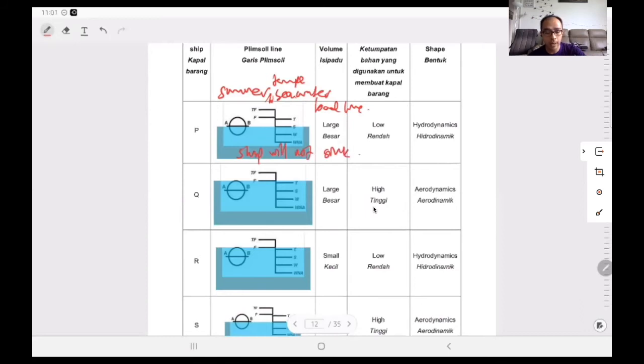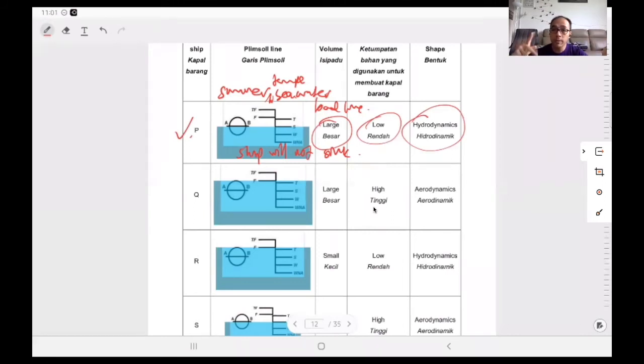As always, the rest of this is there. And then obviously in your table at the bottom, you write the best ship is P because summer seawater load line, volume is big, low density, and shape is hydrodynamic. And that's how you get the 10 marks.